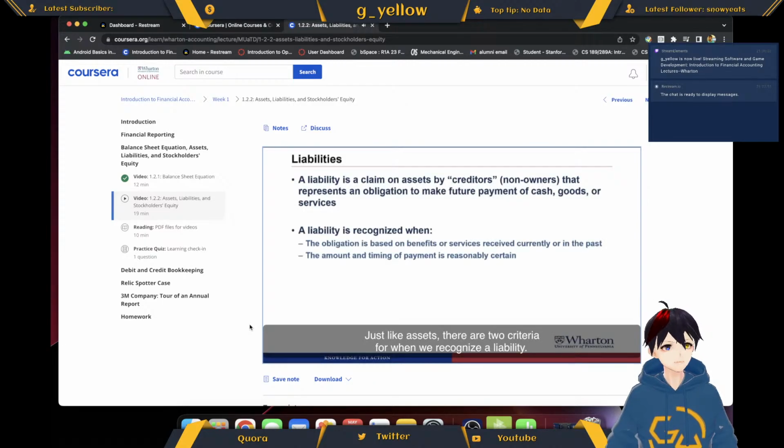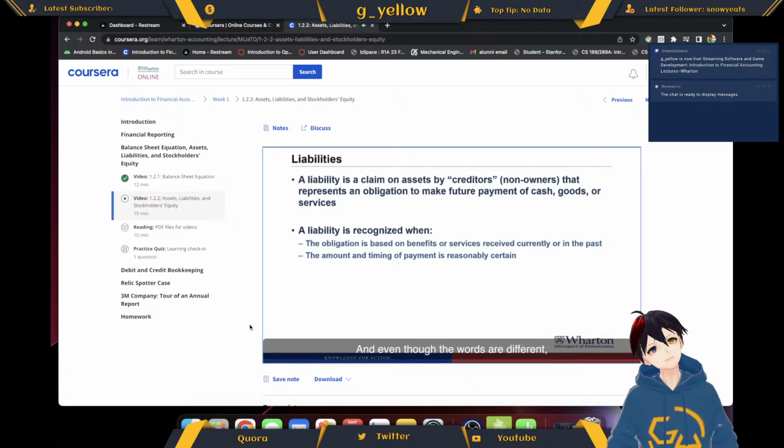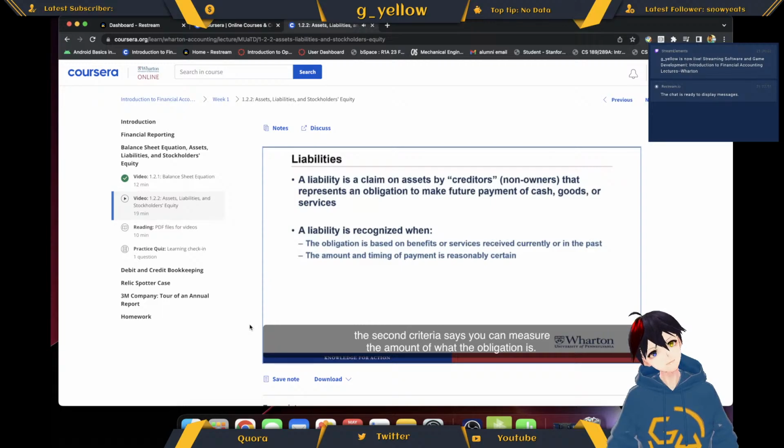Just like assets, there are two criteria for when we recognize a liability. First, the obligation is based on benefits or services received currently or in the past. And second, the amount and timing of the payment is reasonably certain. And even though the words are different, these are essentially the same two criteria for the assets. The first one says there has to be some kind of transaction or exchange where you've received something that creates an obligation. And the second criteria says you can measure the amount of what the obligation is.